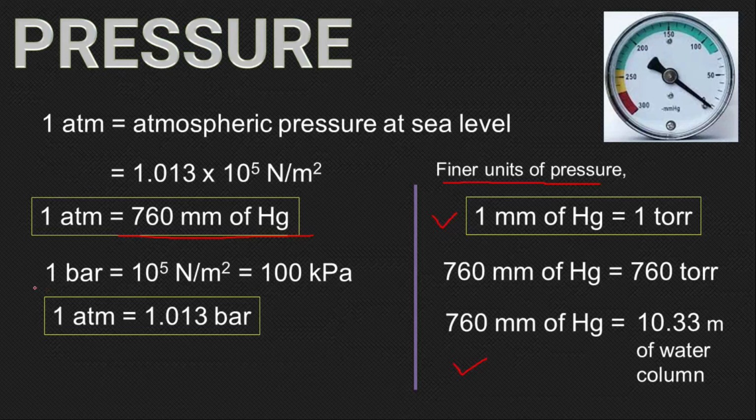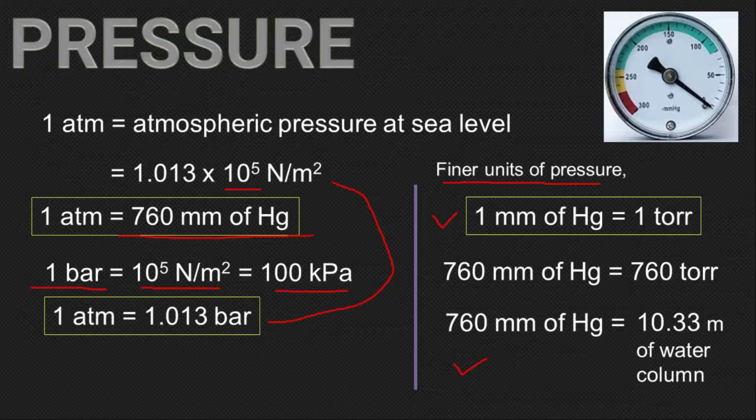Now another unit of pressure is bar. 1 bar is equal to 10 raised to 5 Newton per meter square. Since Newton per meter square is small pressure, sometimes pressure is measured in terms of bar. 1 bar can be converted into Pascal and it is 100 kPa or 100 kilopascal. Also remember, from this we can put 1 bar here as 10 raised to 5 Newton per meter square and we will get 1 atmospheric pressure is equal to 1.013 bar.